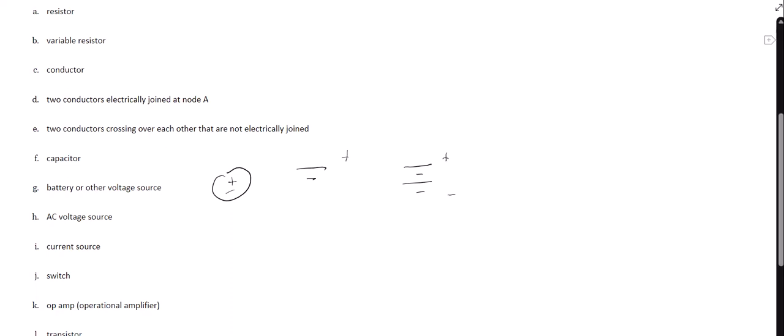You will not see current sources in your physics class because current sources don't really exist. They're kind of a theoretical thing. But a current source is going to look like this. It'll have an arrow in it that shows the direction of the current.